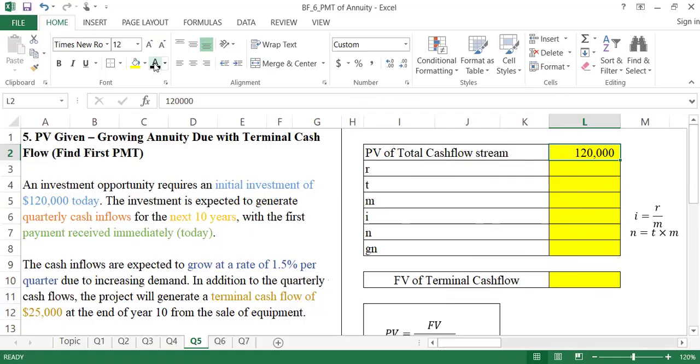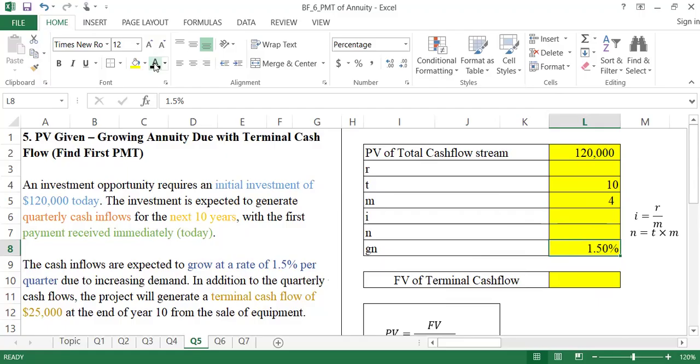The investment is expected to generate quarterly cash inflows for the next 10 years. 10 years, quarterly cash inflows, that means M is 4. With the first payment received immediately today, that's annuity due. The cash inflows are expected to grow at a rate of 1.5% per quarter. You are given the quarterly growth rate. That means you're already given the GN, not the G, the quarterly growth rate.